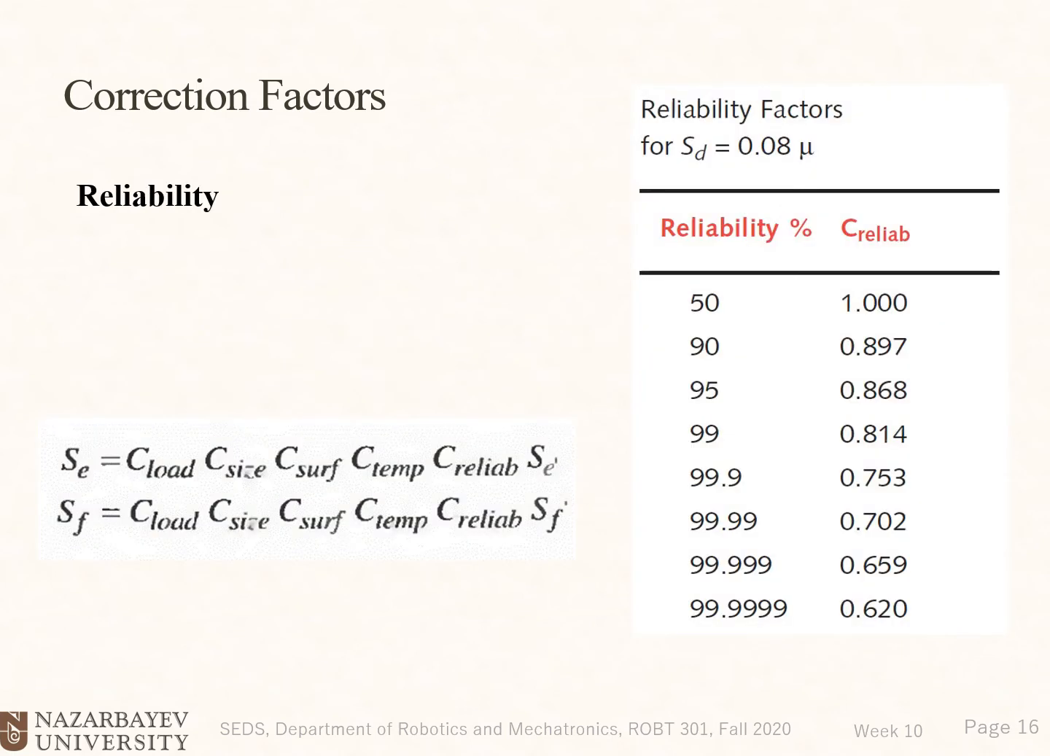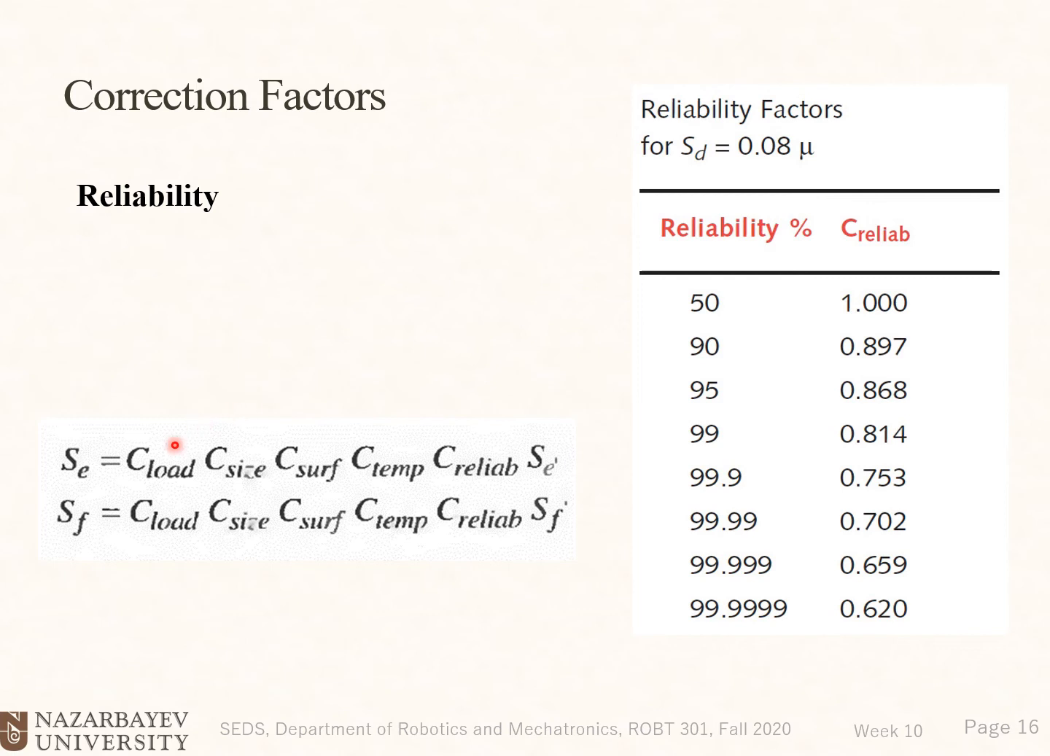And finally, reliability. Experimental data are based on 50% reliability. But when we want to take into account the effect of a standard deviation and going for higher reliability, then we should seek a lower reliability correction factor. For 99.9% reliability, then correction factor is 0.753, or I could say fatigue strength is lower.